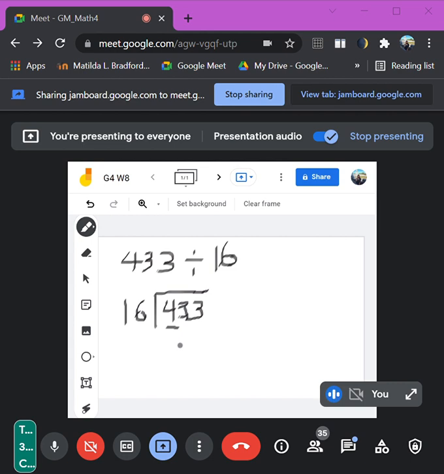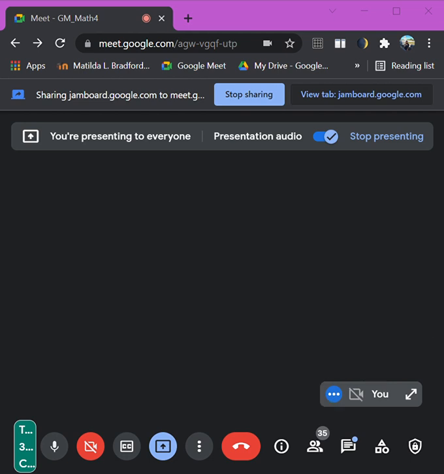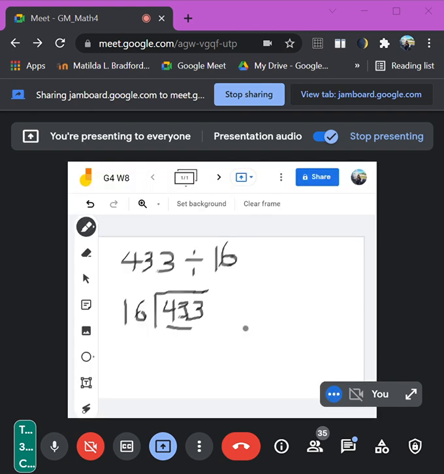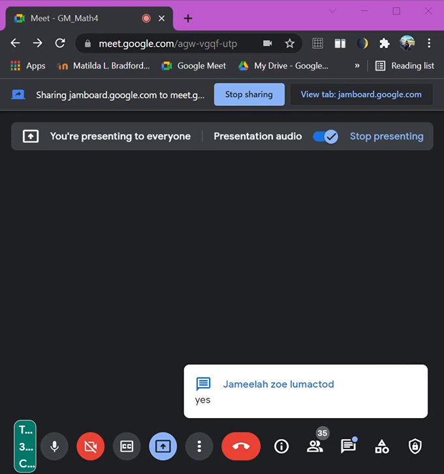Can we divide 4 by 16? No. Okay, no, because 4 is smaller than 16. So what we are going to do is go to the next place value. So we now have 43. Now, can 43 be divided by 16? Yes or no? Yes. Okay, yes.